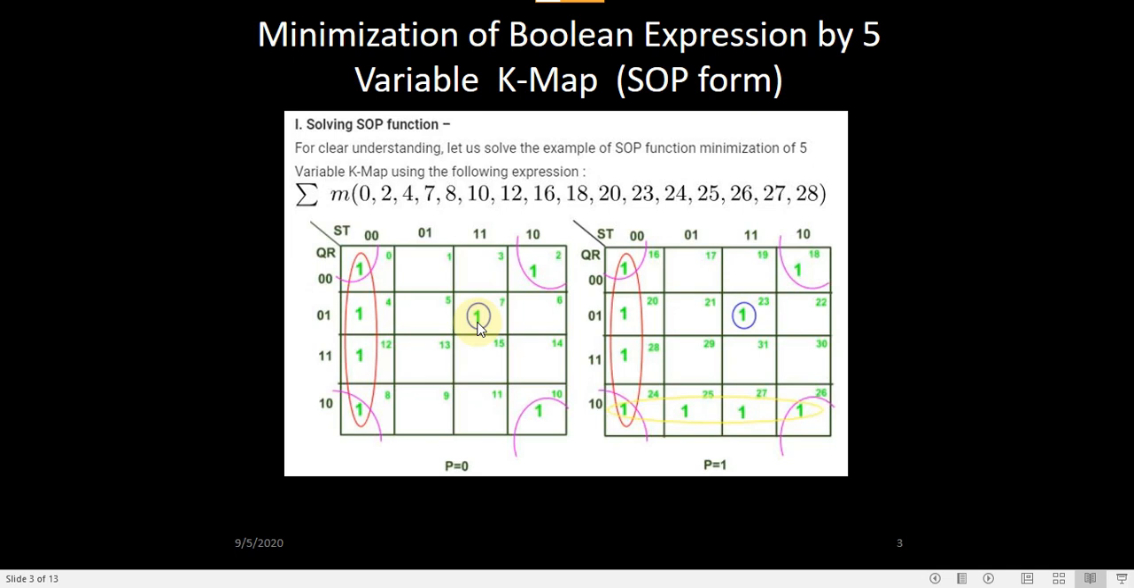Clubbed. They can be clubbed. And what would be the expression for it? S dash T, S dash RST. Right? It is a single. Q dash RS. Q dash RST. Okay. So now you all got a hang of it, how it is to be done.